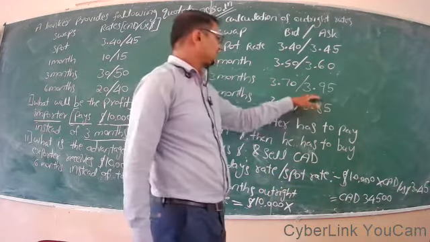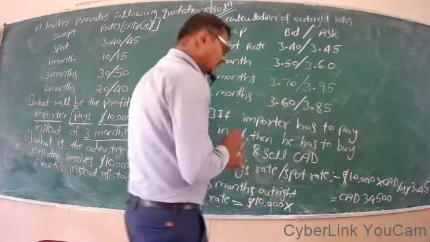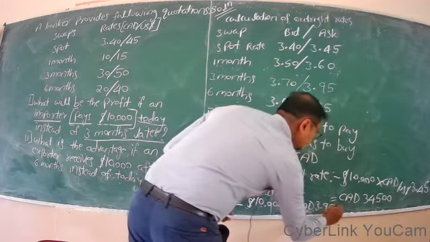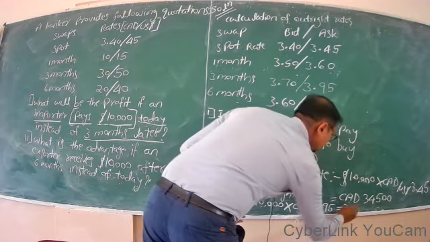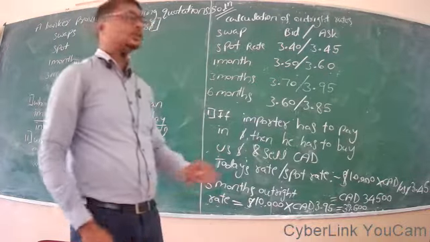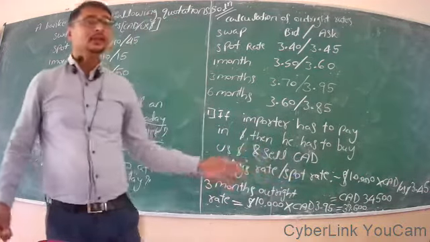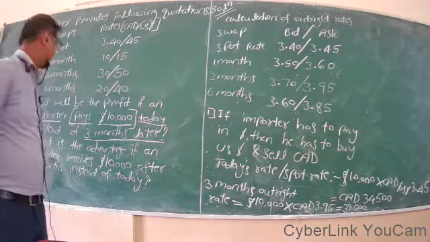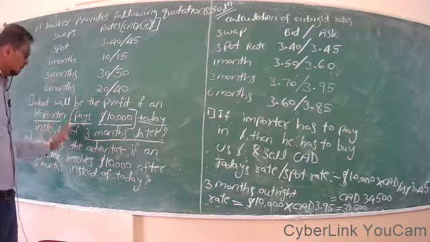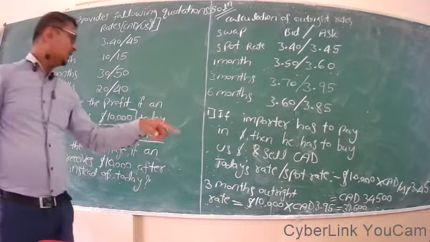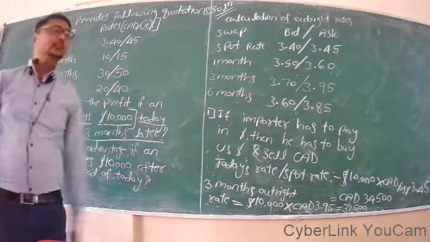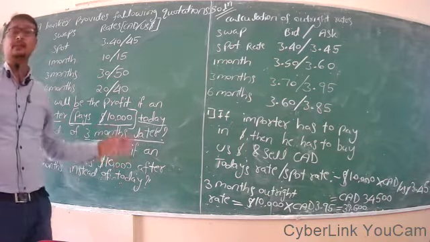Banker's selling price becomes 3.95 Canadian dollars, so 3.95 equals 39,500, which he has to pay after 3 months to buy US dollars. Look at the problem. They are asking what will be the profit if an importer pays Canadian dollars today to buy 10,000 US dollars instead of 3 months later.